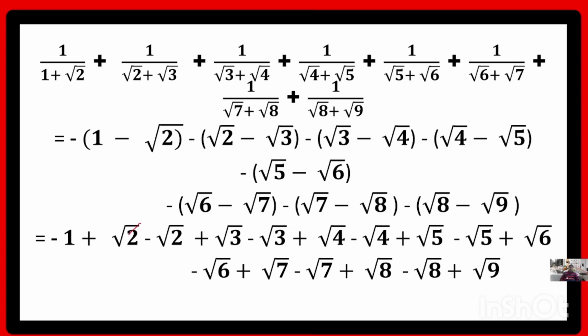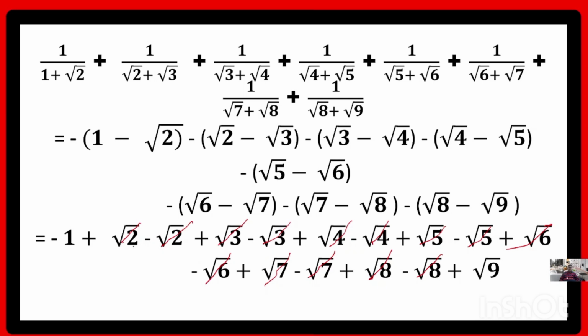Okay, so now see, after removal of the bracket, you see clearly, we can cancel here. Plus root 2 minus root 2 we can cancel, yes or no? Plus root 3 minus root 3 will be cancelled. Plus root 4 minus root 4 will be cancelled. Plus root 5 minus root 5 will be cancelled. Plus root 6 minus root 6 will be cancelled. Plus root 7 minus root 7 will be cancelled. Plus root 8 minus root 8 will be cancelled. Understand? All the terms cancel.